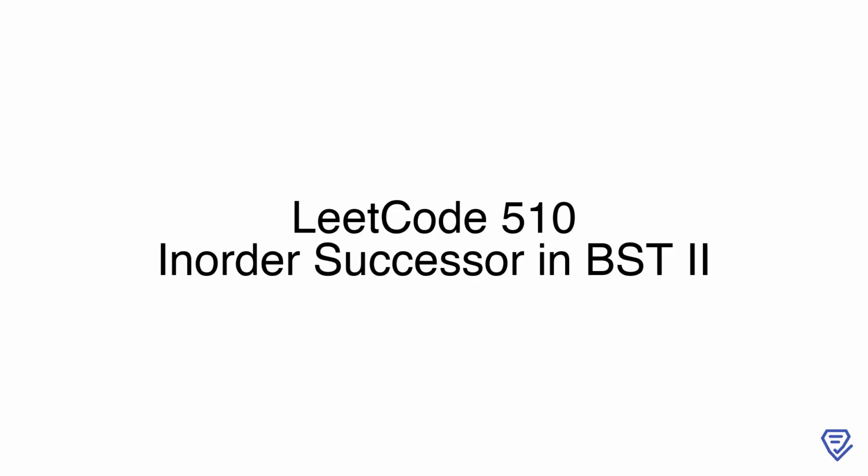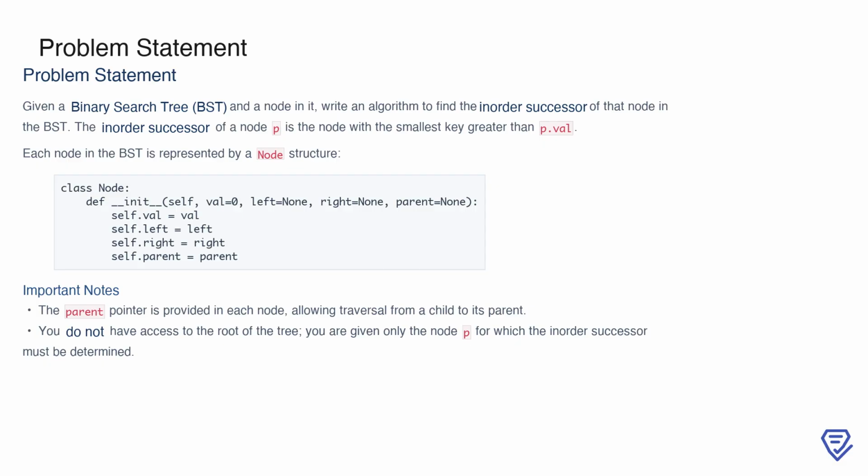Let's get started. The problem is to find the Inorder successor of a given node in a binary search tree, or BST. The Inorder successor of a node P is defined as the node with the smallest key that is greater than P.val. Each node in the tree is represented using a node class, which includes attributes for the value of the node, its left and right children, as well as a parent pointer. This parent pointer allows the algorithm to traverse upward in the tree, even though we are not given access to the root of the tree.